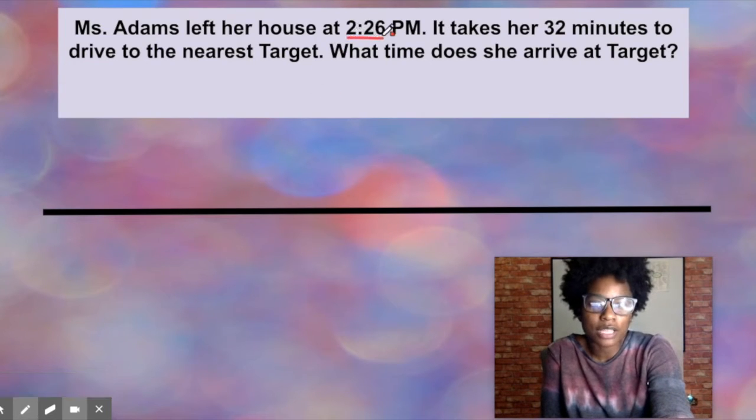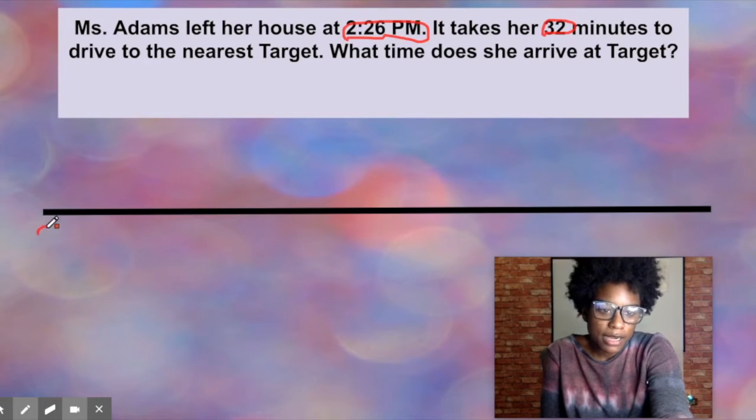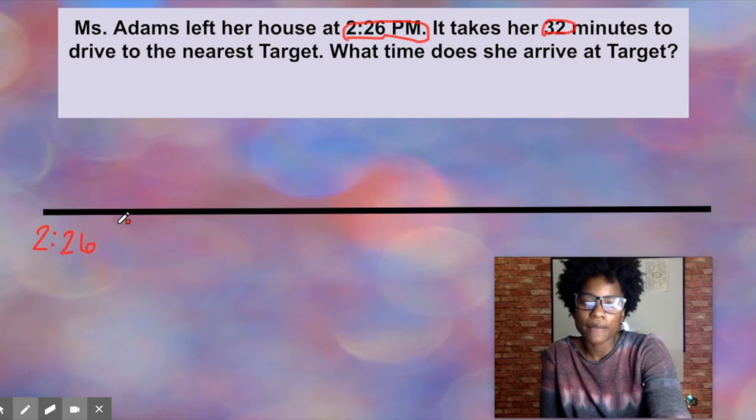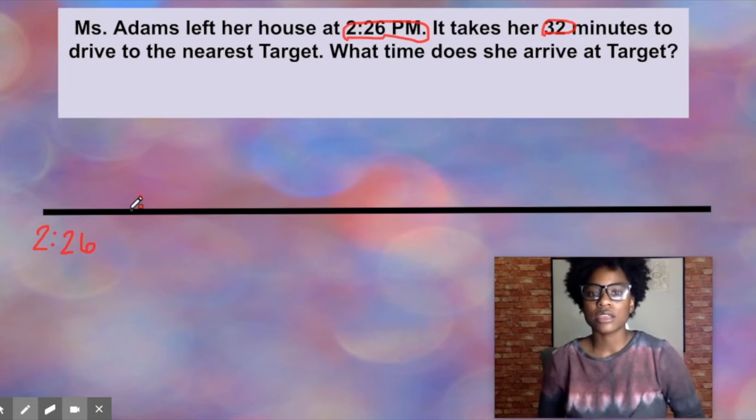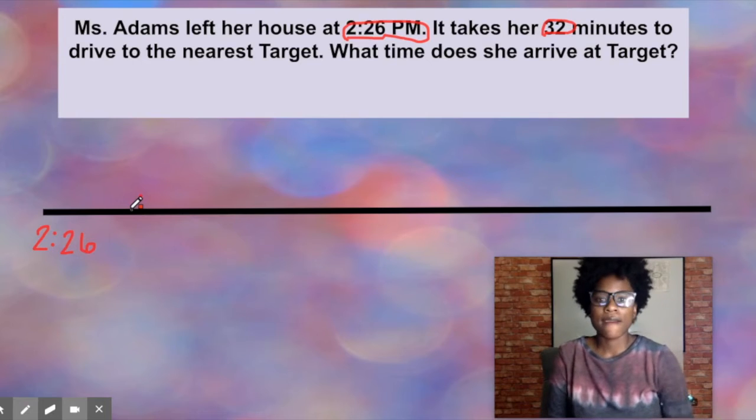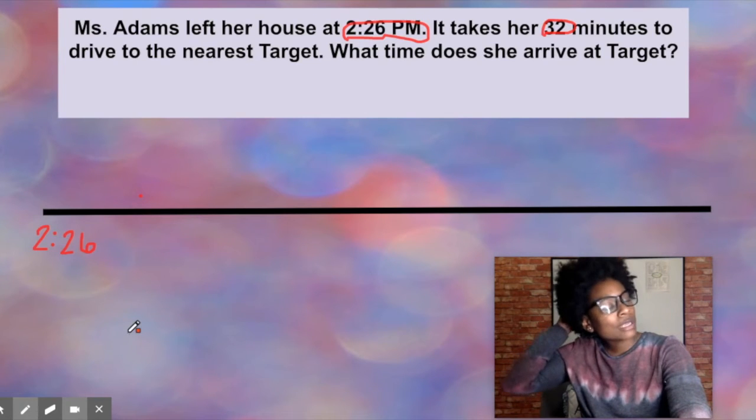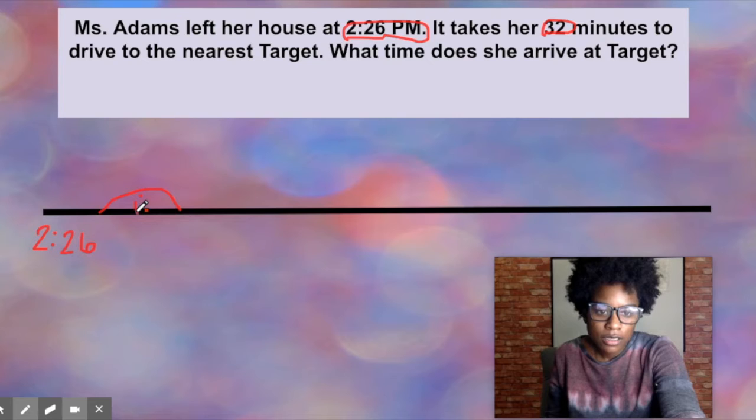All right, friends, so I'm going to underline and circle my numbers just how I would in any word problem. Here we go. I'm going to start my number line at 2:26. What's different this time is we know how many minutes we're going to jump. Remember we have mountains, hills, and rocks. I'm not going to add a mountain because a mountain is worth 1 hour, and we only need to jump 32 minutes. So I'm going to jump by 10s. My first 10, that's 10 minutes. Add 10 to this, it would be 2:36.